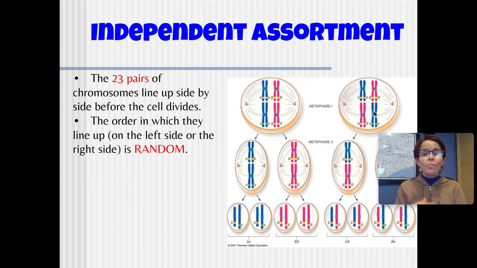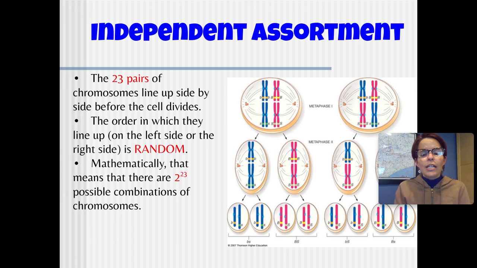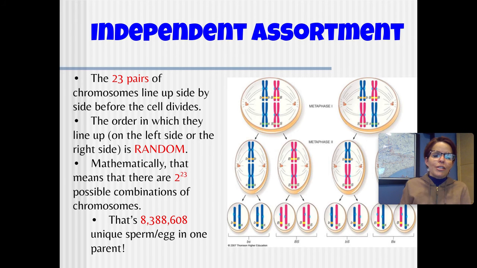opposite sides. Well, humans have 23 pairs of chromosomes, not just two pairs that we see here. We have 23 pairs, so they can be lining up on all kinds of different sides. So mathematically, that means that there are 2 to the 23rd, that's a big number, everybody, possible combinations of chromosomes in our sperm or egg. And that's not even including the crossing over that created these new chromosomes. So there's more than 8 million possible combinations for our egg or sperm in just one parent alone.